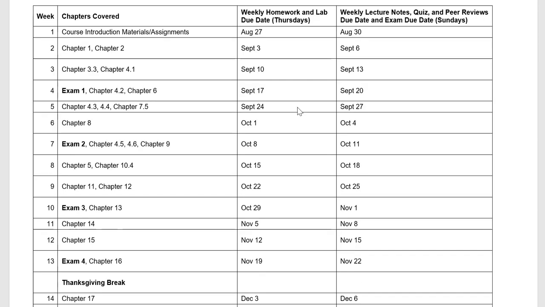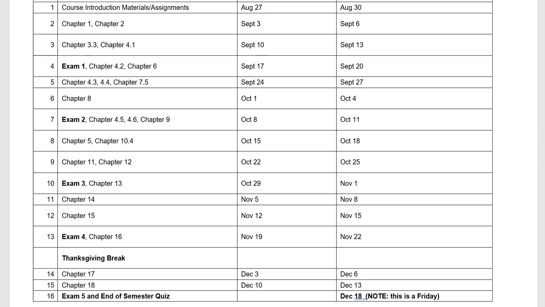So then as we're moving through here, we have all of our Thursday dates here when all of these homework and lab assignments are due, all of our Sunday dates for each week there, telling you that that's when the other things are due. Then note that we have our Thanksgiving breakdown here. Then we approach chapter 17 and 18. Those dates are there. And then week 16, the very last week of the semester, which is typically called finals week, is when you have both exam 5 and the end of semester quiz due.